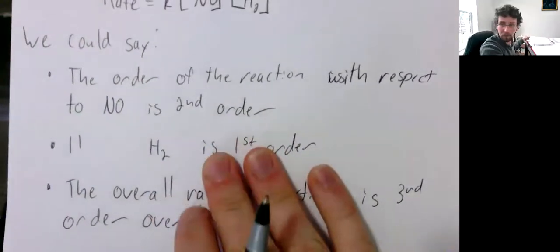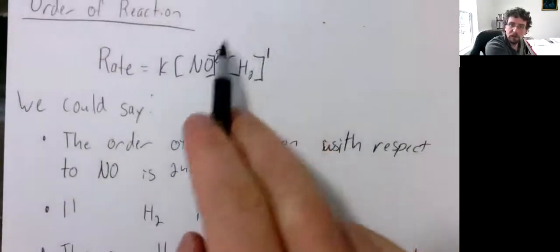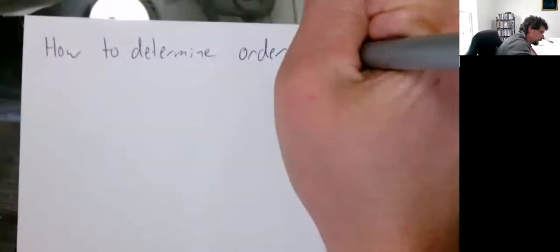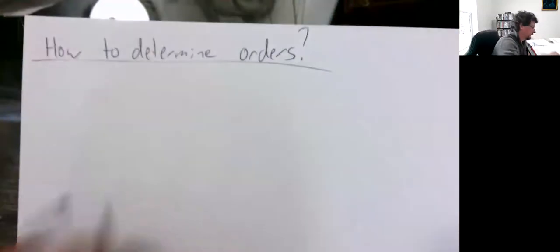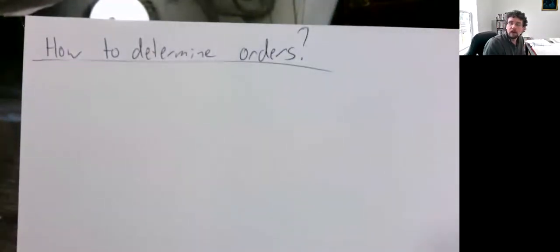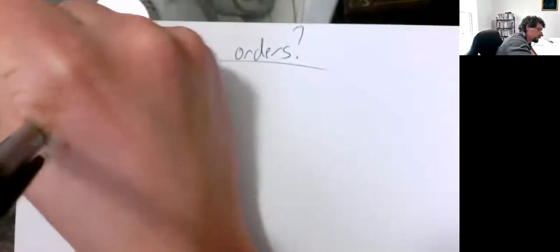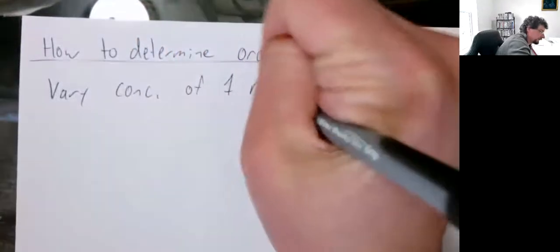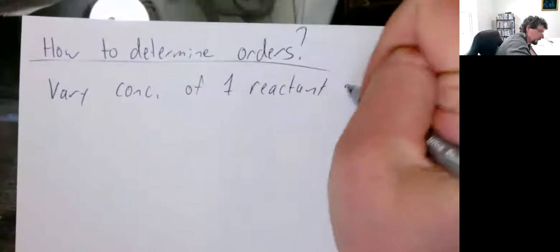Okay, so now how do we determine these orders? This is what we determine experimentally. So how to determine orders? Again, you have to have experimental data. What you do is a series of experiments where you modify the concentration of one species at a time. So vary the concentration of one reactant and look at the change in rate.